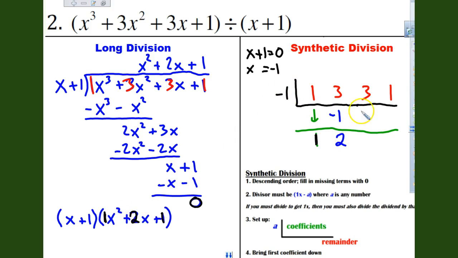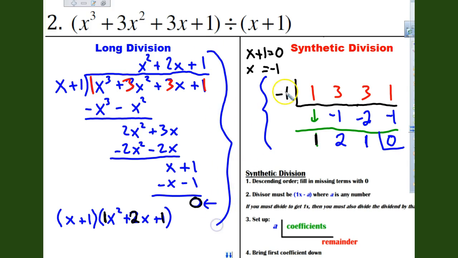Negative 1 times 2 is negative 2. 3 minus 2 is 1. So it matches this one. And by no surprise, negative 1 times 1 is negative 1. The remainder comes out to be 0, just like we got here. We went from all of this to just this little bit.